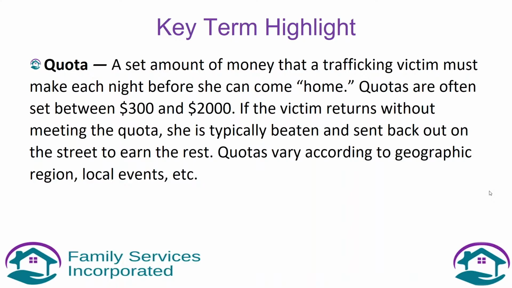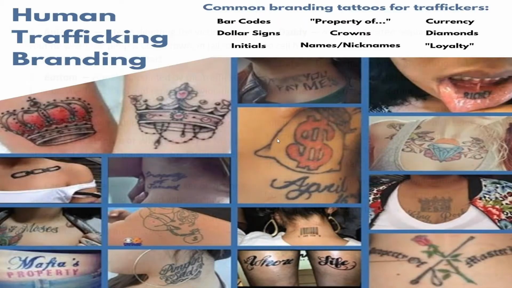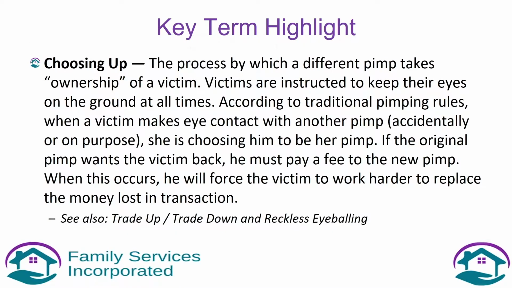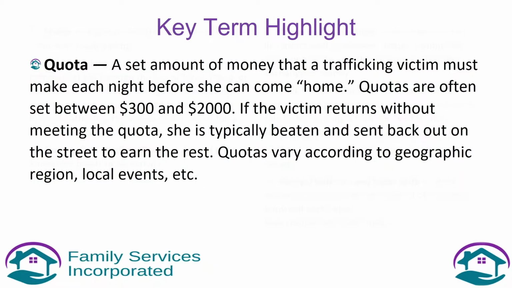One of the terms I think we skipped that I didn't cover, see it's here, is a circuit. This is a series of cities among which prostituted people are moved. It's very common for these circuits to use pre-existing public transport like trains. So for our area, we have train services that go between ourselves and other major cities like Harrisburg. That would be a great way to move these victims without them needing to be physically moved by the trafficker themselves.